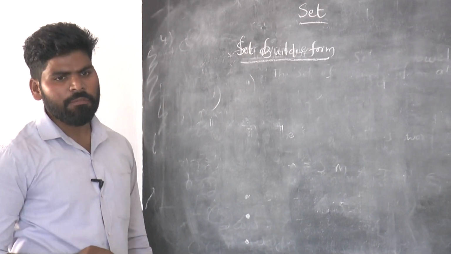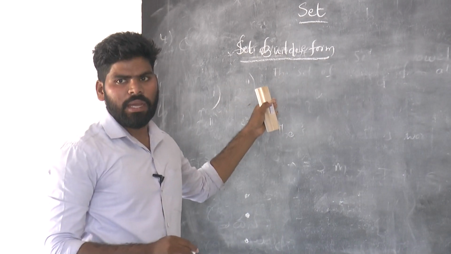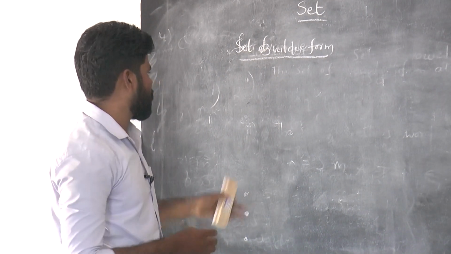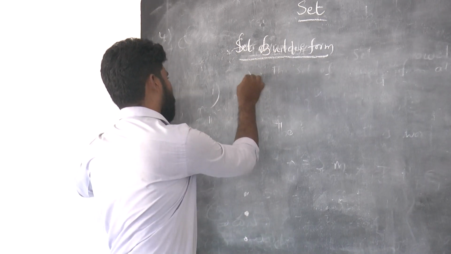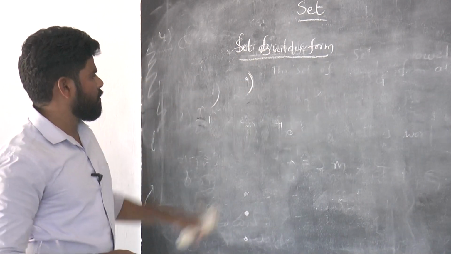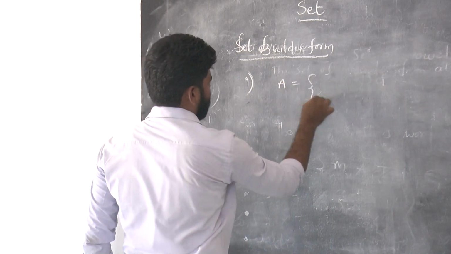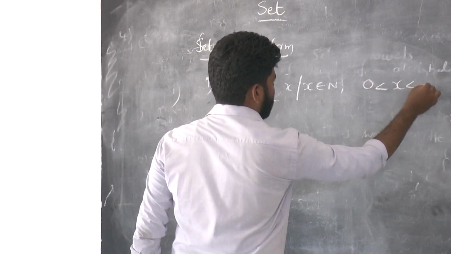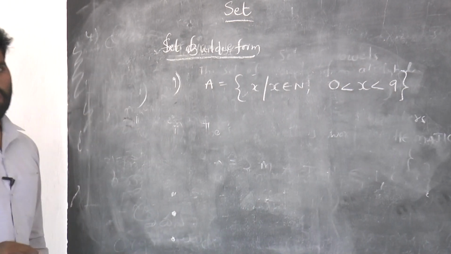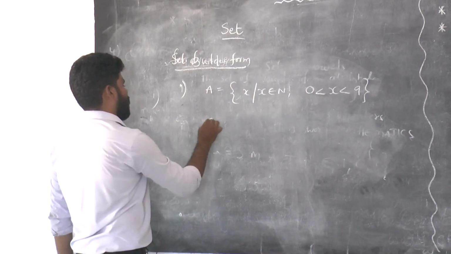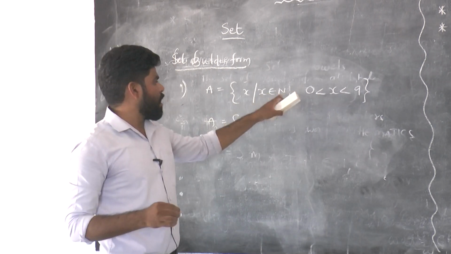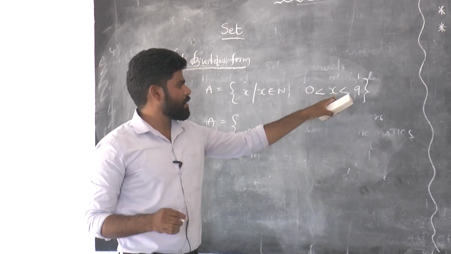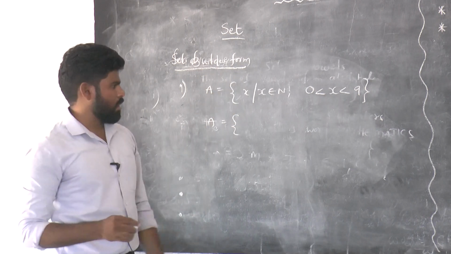Coming to the set builder form. Set builder form means building instead of listing the elements. For example, A is equal to {x such that x belongs to N, 0 less than x less than 9}. So here x belongs to N, natural numbers, and 0 less than x less than 9.